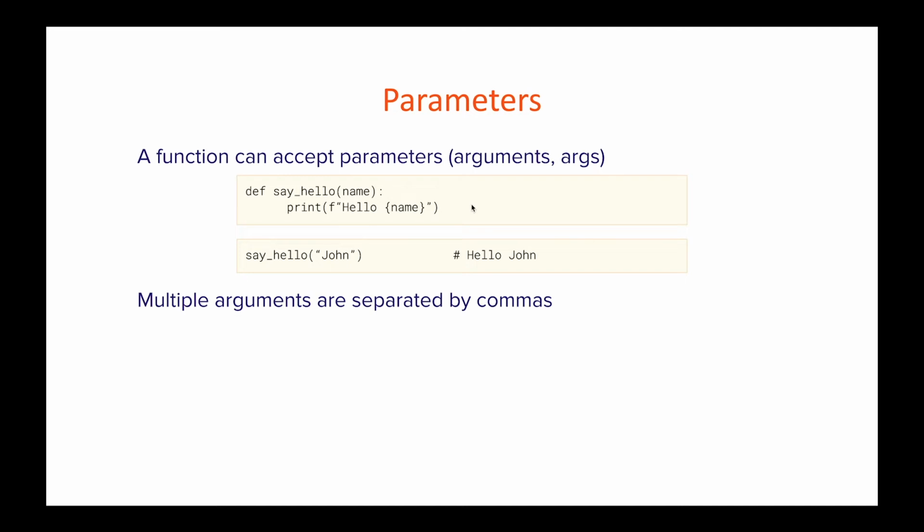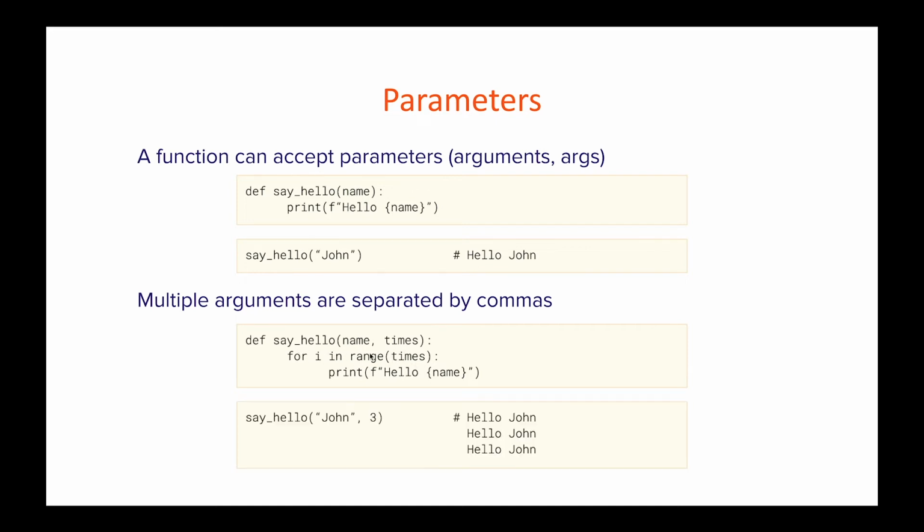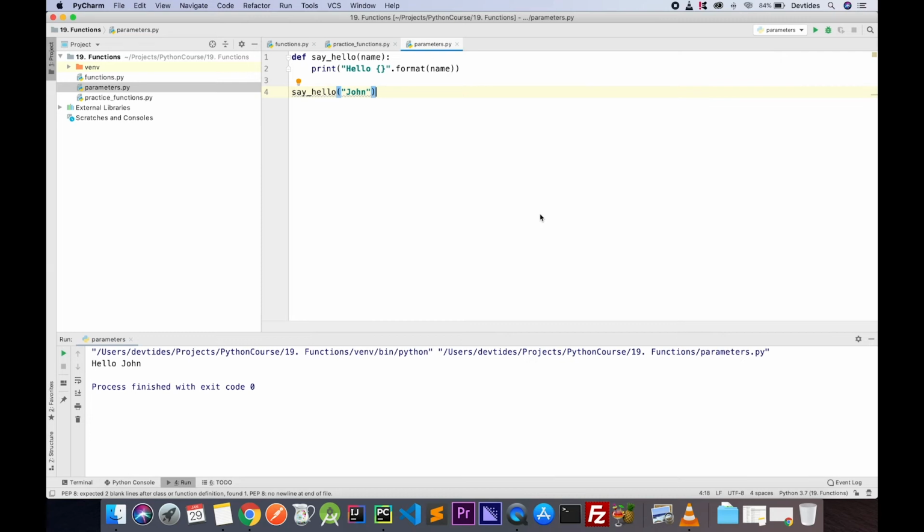Okay, so easy enough. Now, if we have multiple arguments or parameters, they are separated by commas. Okay, so here, for example, we are passing two parameters, name and times. So I want to print out that string a certain number of times. Okay, I have a for loop here. And when I call that, I need to call it with two parameters now, John and 3. So let's go ahead and change this. I'm going to have times.